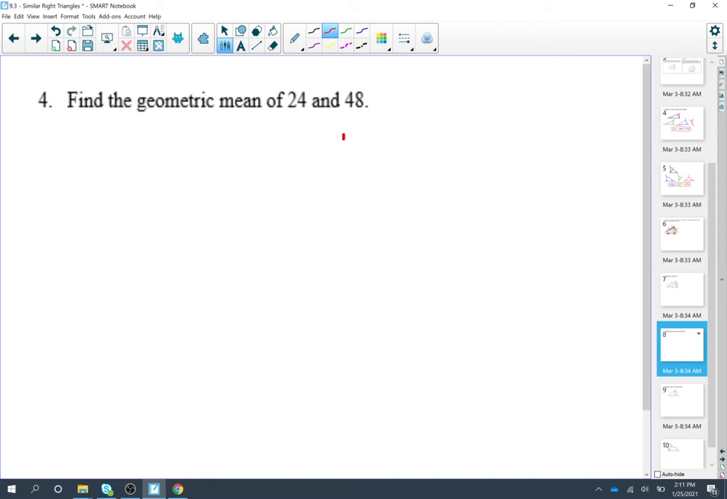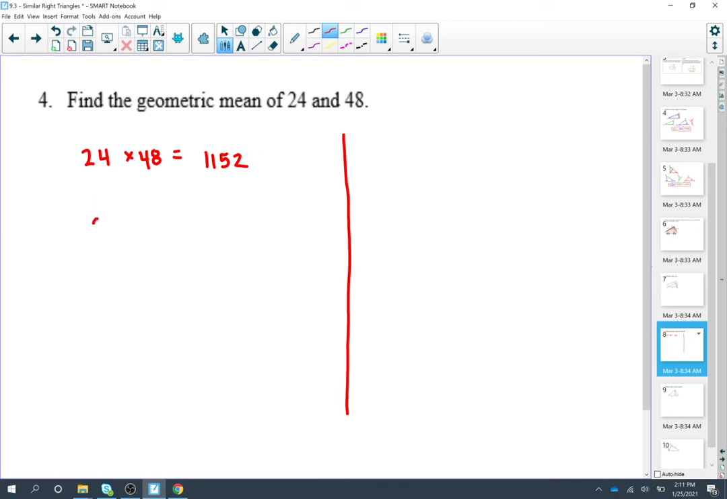And we're going to do this two different ways. So the first way we're going to do it is we're going to use the definition. It said it's the nth root of the product of n numbers. So the first thing we're going to do is we're going to take 24 times 48. Okay, so 24 times 48 is 1152. Now, that's the product of two numbers.